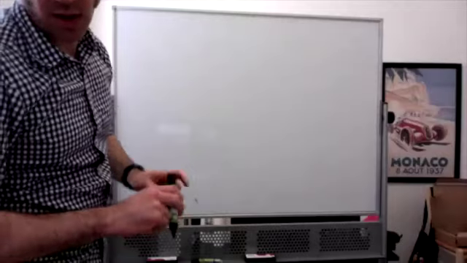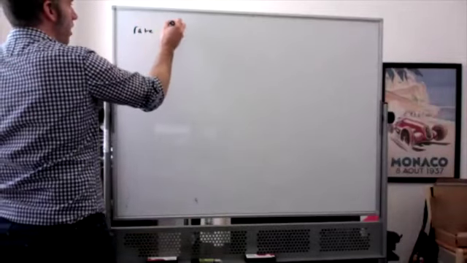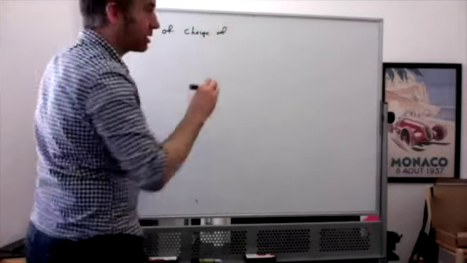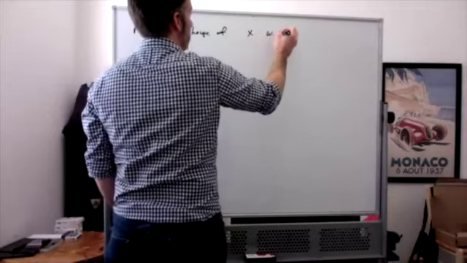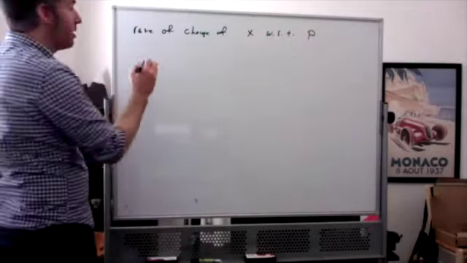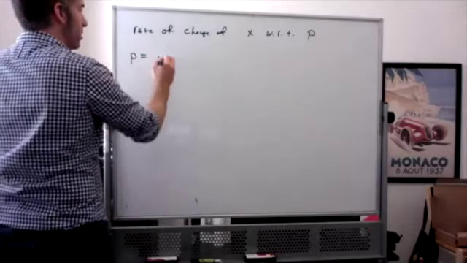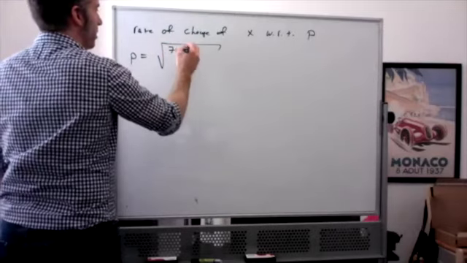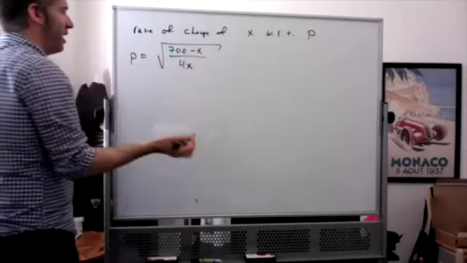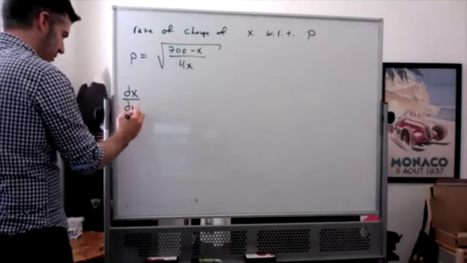Let's look at this one. So this one is just asking, find the rate of change of x with respect to p. Okay, this is an interesting question. For p equal to the square root of 700 minus x divided by 4x. So they're asking us to find dx/dp.